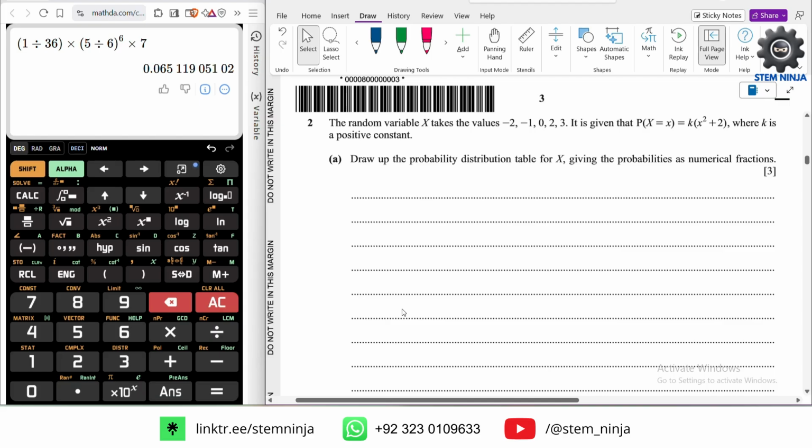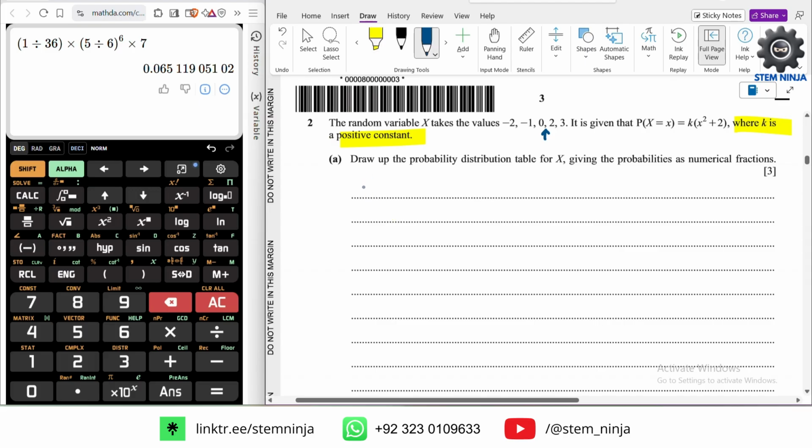Question number 2. The random variable x takes the values -2, -1, 0, 2, 3. So notice over here, no 1; it's directly from 0 to 2. It is given that P(x = x) is equal to k(x squared plus 2), where k is a positive constant. Draw up the probability distribution table for x, giving the probabilities as numerical fractions.